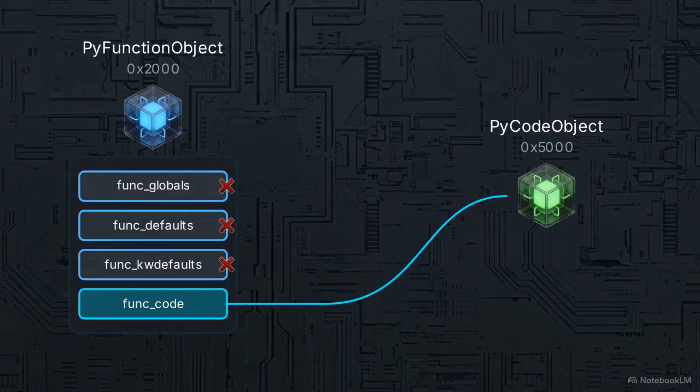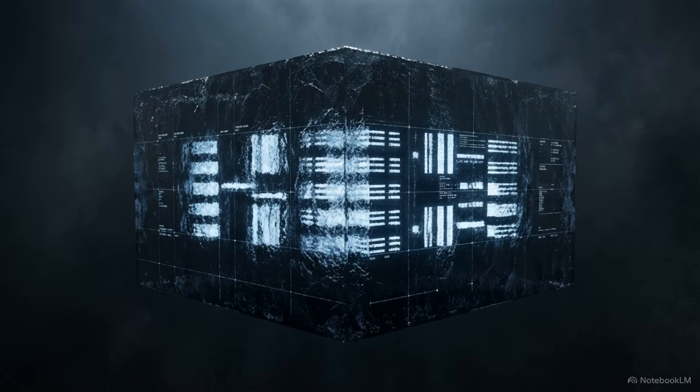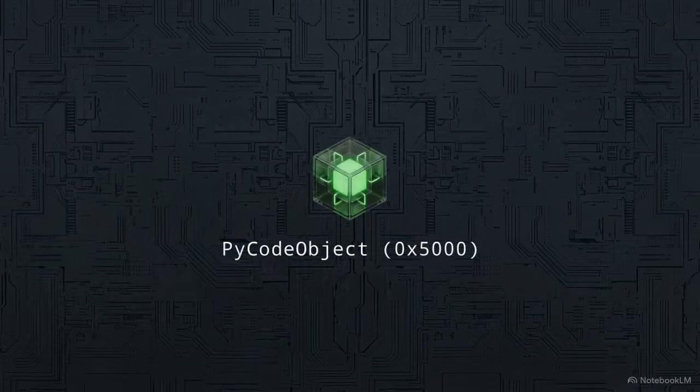Following the func_code pointer across the heap leads us directly to the bytecode object at address 0x5000. The function object acts as a network router. It exists to provide context and point the interpreter to the final destination. We have now arrived at the bytecode object memory block. This structure is the static, immutable core of all CPython execution.